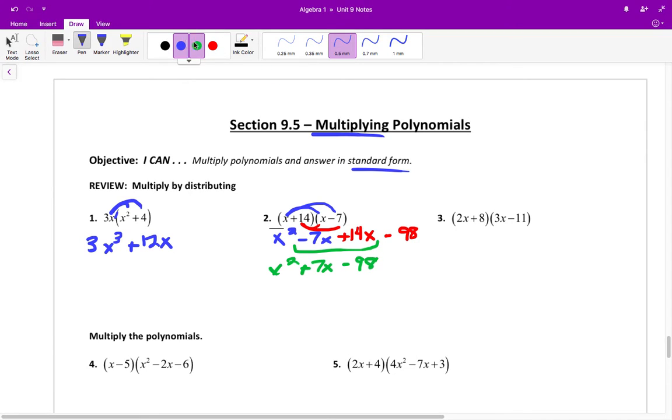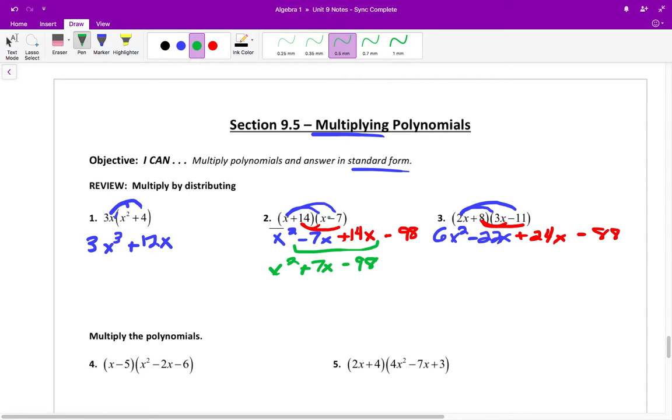So the second, or really the third one, I should say, very, very similar. The only difference, now you have some numbers in front of x. So when you're multiplying, be careful with that. 2x multiplied by 3x. Take 2 multiplied by 3 is 6. X multiplied by x is x squared. Then 2x multiplied by negative 11. 2 multiplied by negative 11 is negative 22. Keep x with it. And then distribute your second term. So 8 multiplied by 3x is a plus 24x. 8 multiplied by negative 11 is a minus 88.